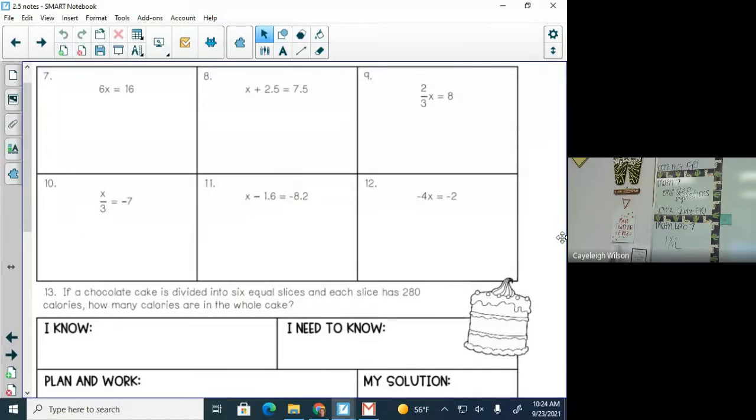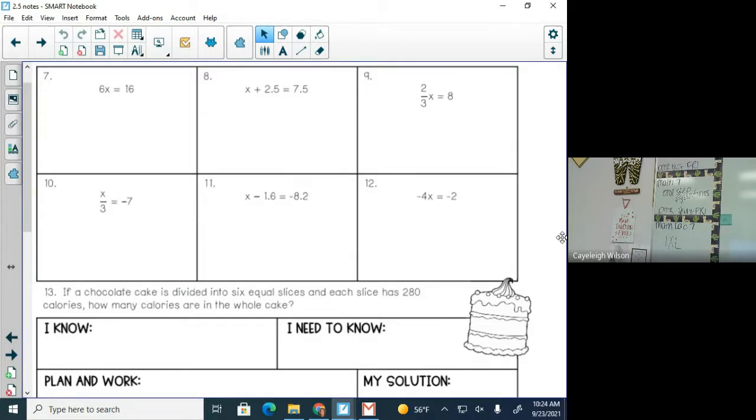12, and then we're gonna go back and do number 9. But on number 12, on the back, we started to do it, we just didn't get to go over it. So 12 is negative 4x equals negative 2. So we talked about yesterday opposite operations.